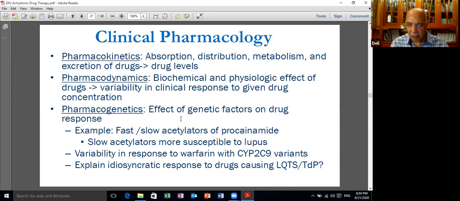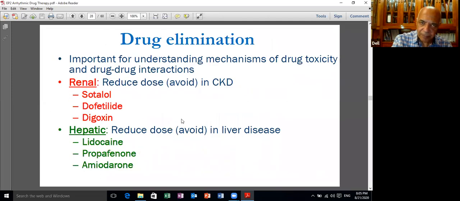Torsade de pointes and long QT is an idiosyncratic response to group 1, but a toxic effect of group 3. This means that group 1 can produce it without having a high drug level, but group 3, because it's dose related, requires a high drug level to get prolongation of the QT interval and consequently the occurrence of torsade de pointes.